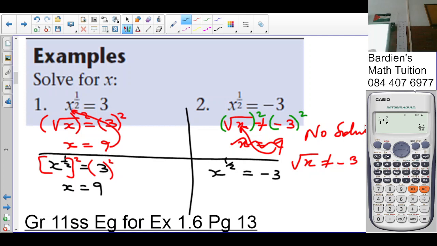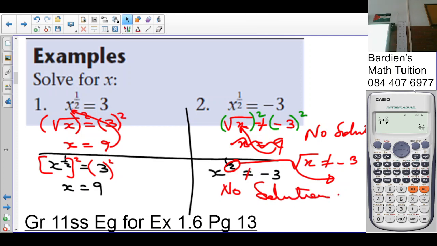So I need you guys to make a note at this point: if the denominator is even, the number has to be positive. I'll pause the video at this point. If the denominator is even, the number has to be positive. So if the number is not positive, you just write there, draw the line and say no solution.